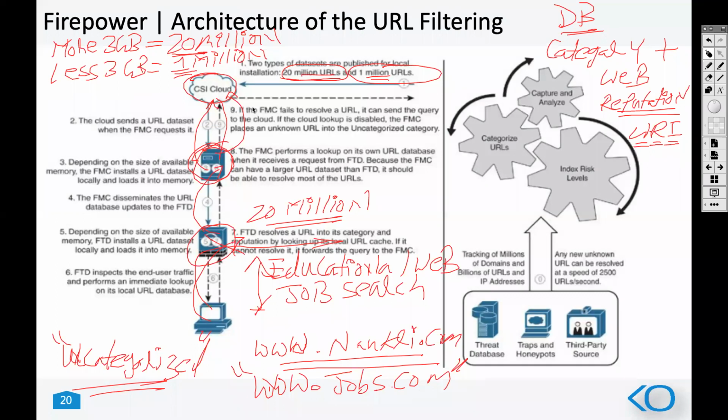Okay, so both can work. If you have enabled that option, then only it will do it. If you have not enabled that option, then it will mark that URL as uncategorized, because that URL does not fall in that 20 million or does not have that information in that database.